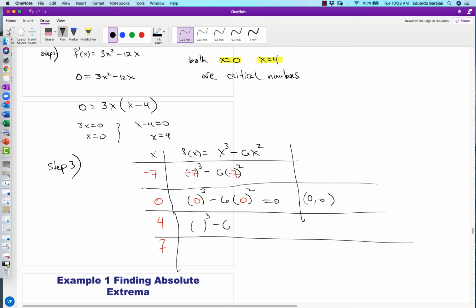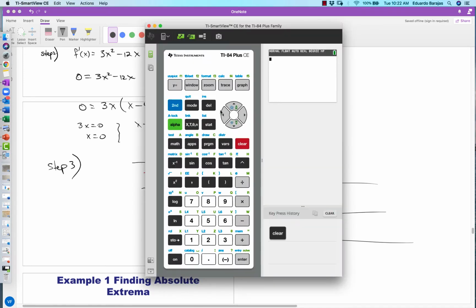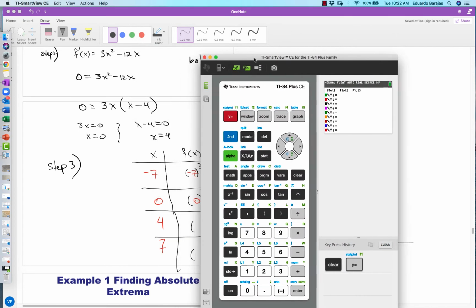Blank cubed minus 6 times blank squared equals. Okay, so this is a great place to use our calculator. Go over to y equals, type in our equation. Remember, it's the original function, not the derivative.